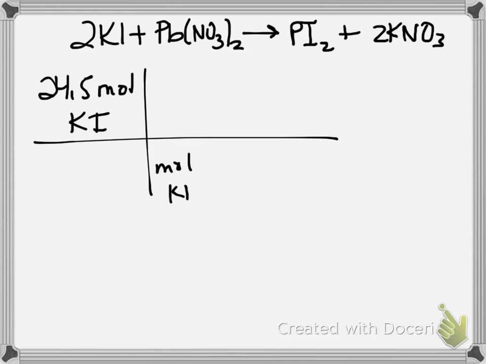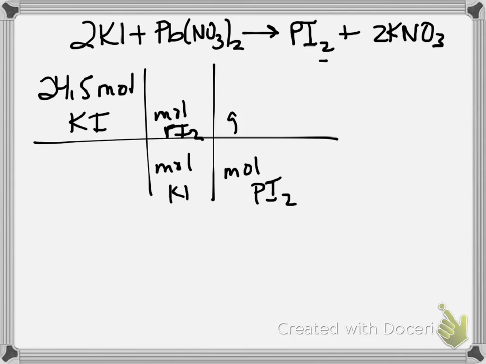Moles of potassium iodide, and we're looking at the lead iodide. Moles of PbI2. We want to end up in mass of lead iodide, so moles of PbI2, grams of PbI2. So our mole ratio is a 2 to 1, and we need the molar mass of lead iodide, so we'll take a break and do that.